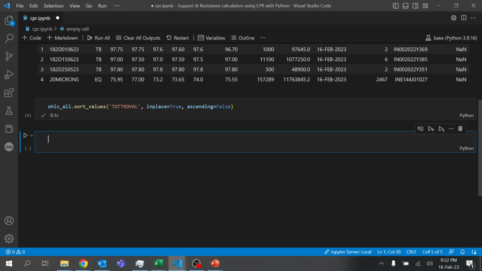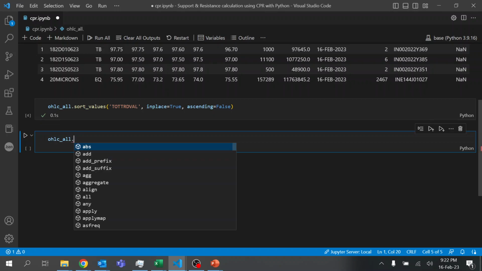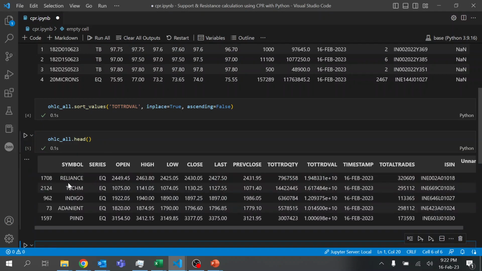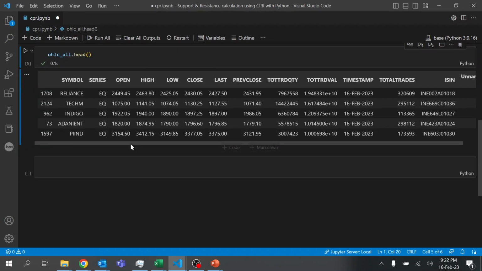So now I'm going to do a simple head. And as you can see, we have the top stocks over here. And we are just focused on open, high, low, close and the top 20 stocks only. So I'm going to filter out the top 20 stocks.